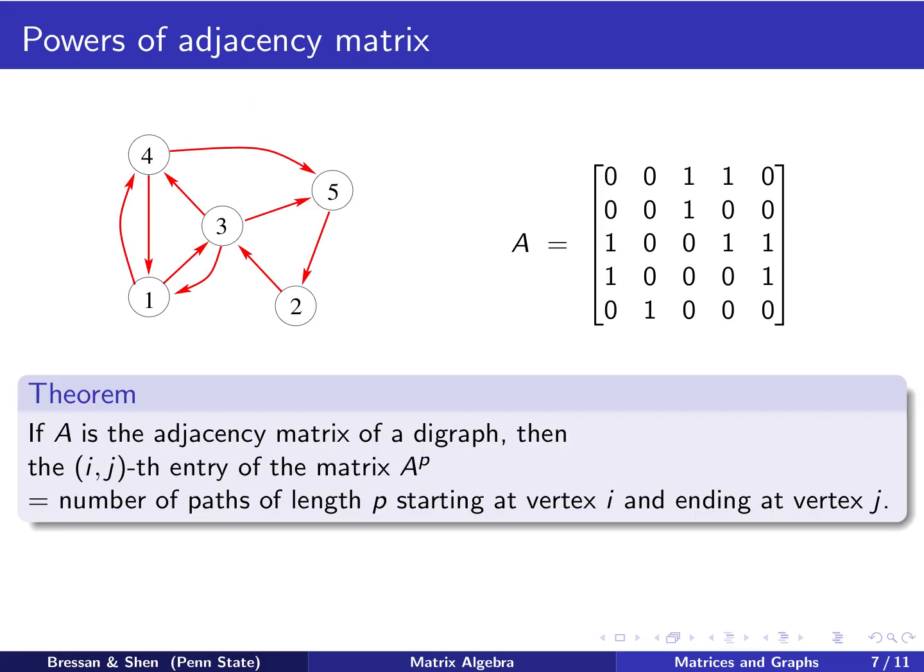So, here is the theorem. If we have a matrix A, the adjacency matrix of a digraph, then if you look at the power p of the matrix, A to the power p, and look at the entry ij of that matrix, what does that mean? Well, that basically means the number of paths of length exactly p starting from vertex i and ending at vertex j.